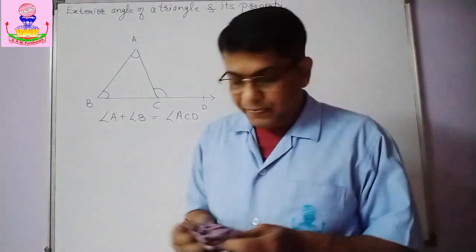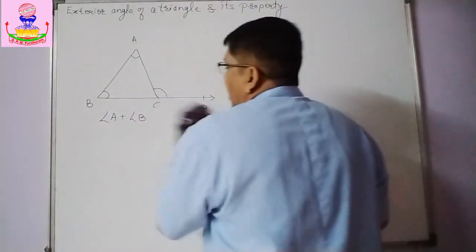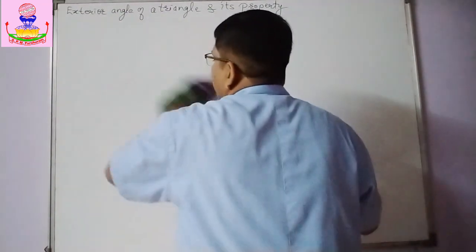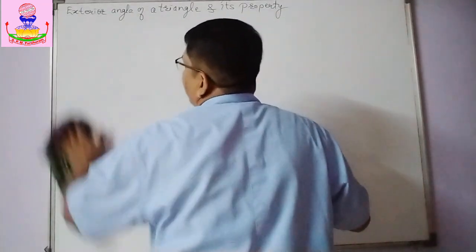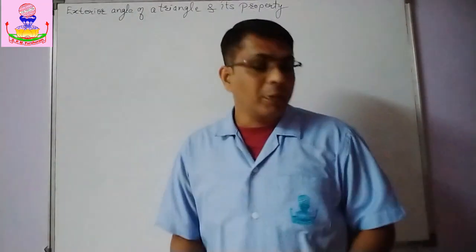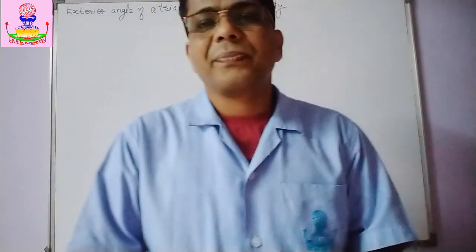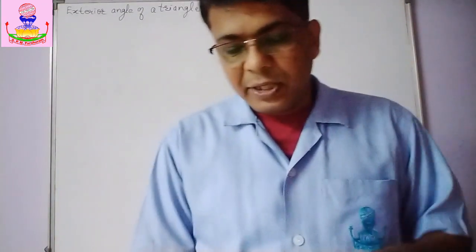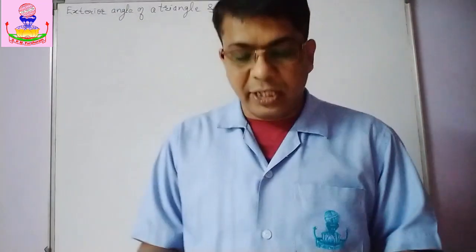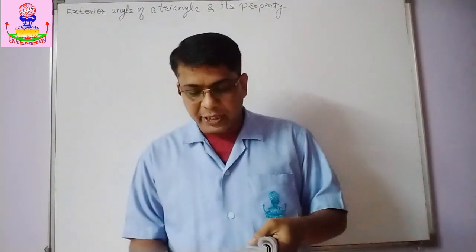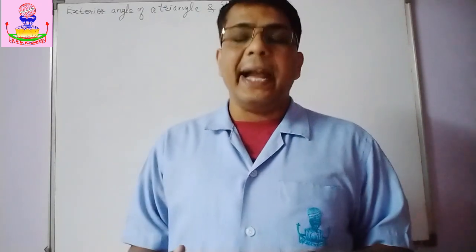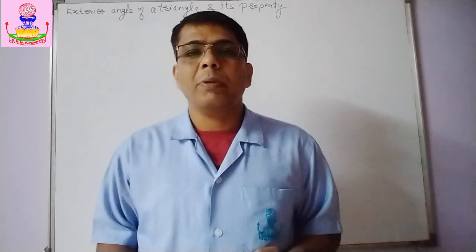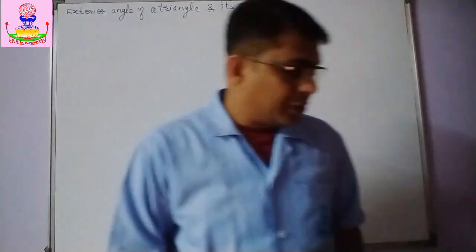Okay. Now let's move to the next part. That is, we can prove this statement. That is, we have got a proof for this. So for that, the statement is: an exterior angle of a triangle is equal to the sum of its interior opposite angles. So we can give the logical step by step proof for that.